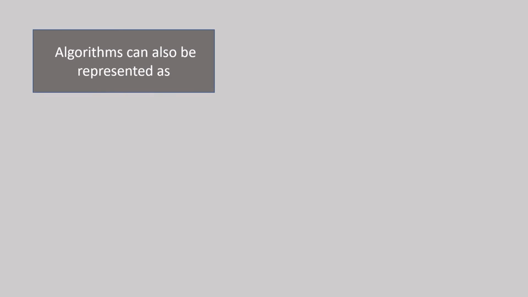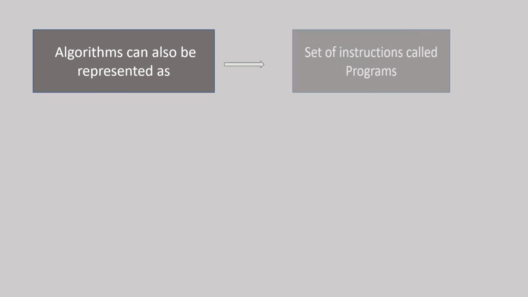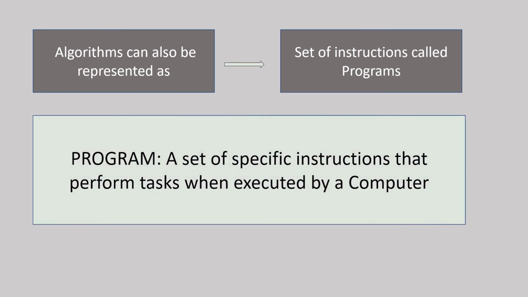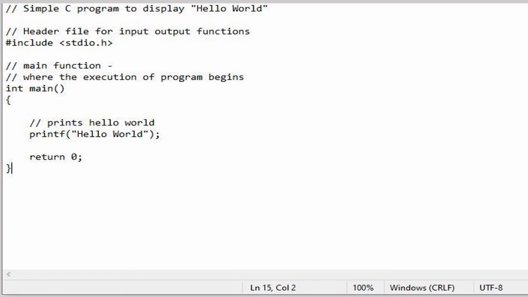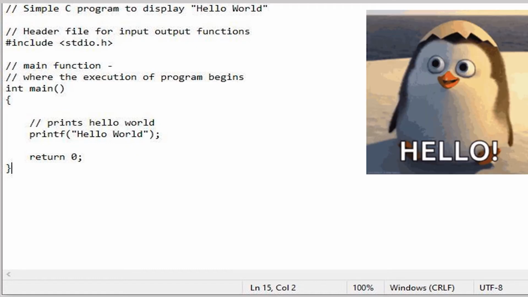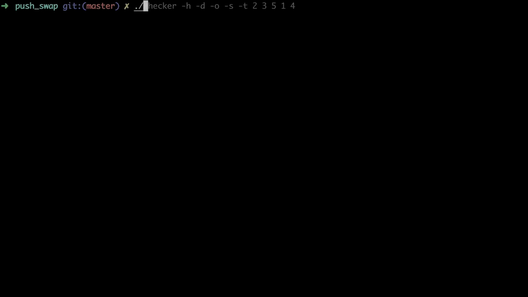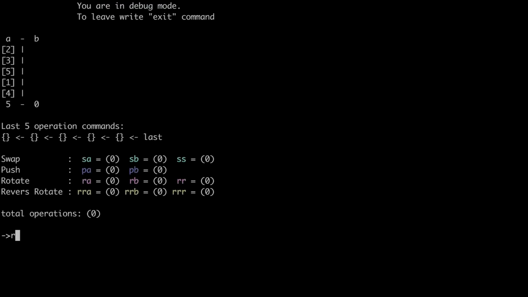Algorithms can also be represented as a set of instructions called programs. A program, by definition, is a set of specific instructions that perform tasks when executed by a computer. A computer requires programs to function since they contain instructions with specific activity to be performed. So, as you can see, the codes are displayed and they combine together to form a program.